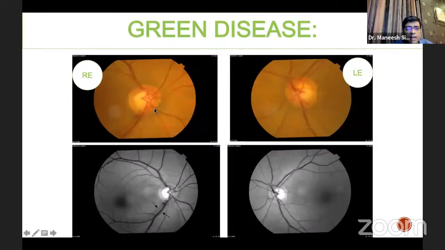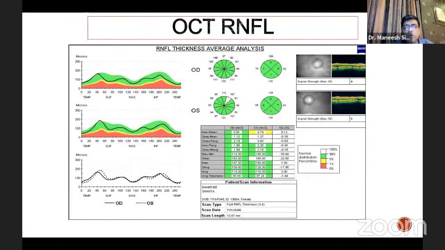So for example, this is a case where you can see inferior RNFL thinning and the disc hemorrhage is very clearly evident. So it's a clear-cut case of glaucoma, and even in the red-free photograph you can see it, based on your clinical finding. But when you did the OCT, it showed normal. So again, this is a green disease.